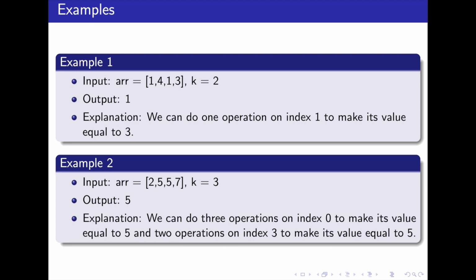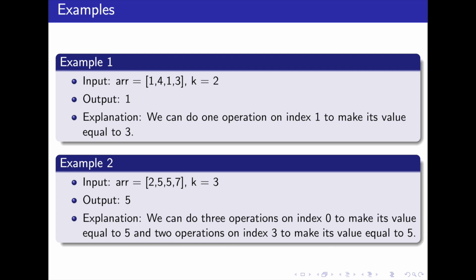Example 1. Suppose we have an input array arr equals [1, 4, 1, 3], and k equals 2. The output should be 1. We can perform one operation on the element at index 1 to change its value to 3. The updated array will be [1, 3, 1, 3], and now all subarrays of length 2 have equal sums, which is 4.